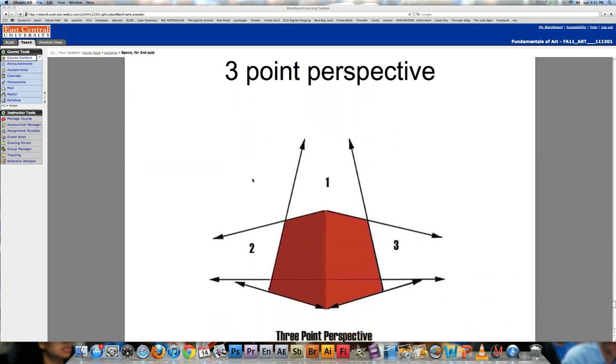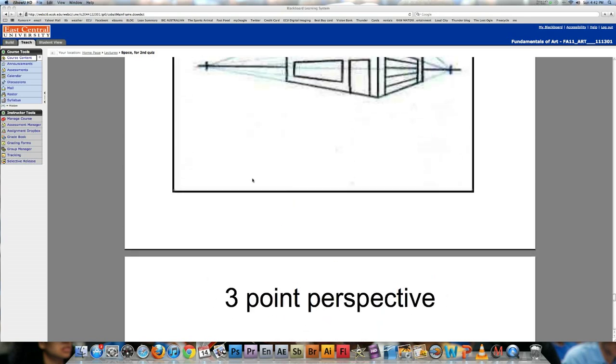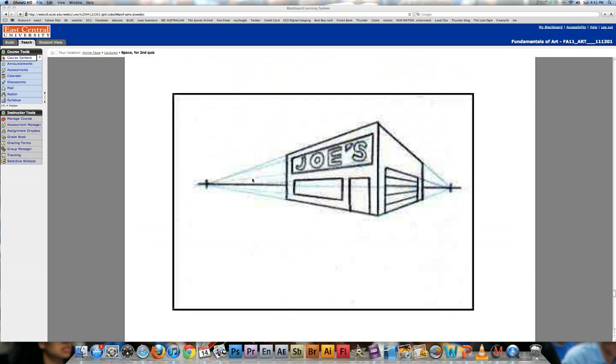Three-point perspective is not used as much, but it's more accurate to life than two-point perspective. And that's because in two-point perspective, the vertical lines are still straight up and down. There's no lean to them at all. So this line right here on this end of the building is parallel with this line and parallel with this line. Well, in reality, they're not going to be parallel, okay?